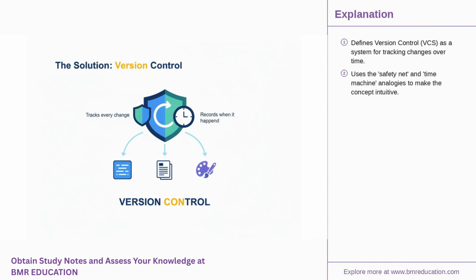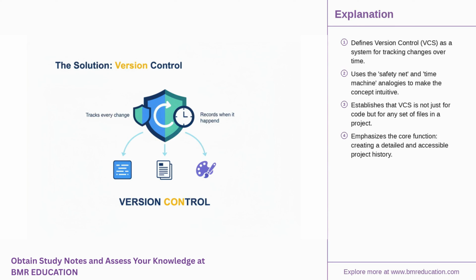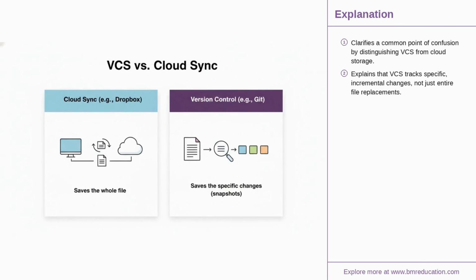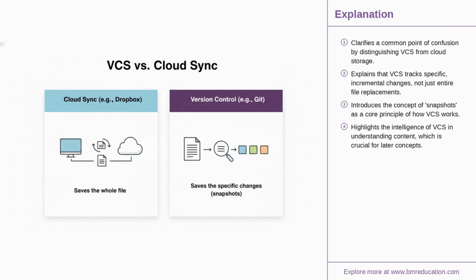This common struggle is precisely the problem version control was created to solve. Think of it as an intelligent safety net and a detailed time machine for your entire project. It's a system that meticulously records every change you make to a file or set of files over time, giving you a complete, reliable history of your work.